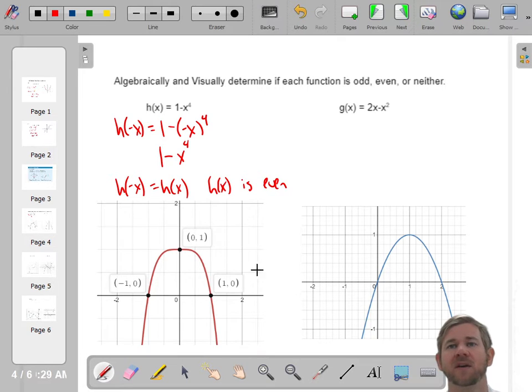So we say h of x is even. And we're going to try and be very formal here. Ooh, you want to use a therefore? How about this? That means therefore. Therefore, h of x is even.